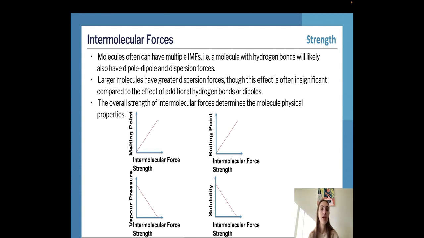We also want to consider larger molecules because they are going to have greater dispersion forces. And so this effect is often going to be insignificant though when we compare the effects of additional hydrogen bonds or dipoles. And so this is because although a molecule such as ethane is going to have fairly low intermolecular forces, then when we go up to something like octane, that's going to have a lot greater intermolecular forces because it's got greater dispersion forces.